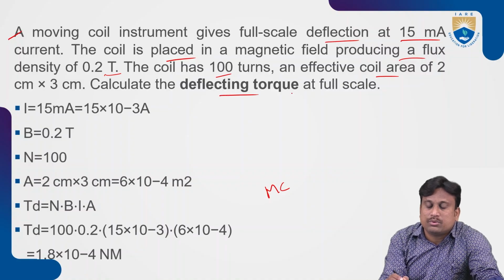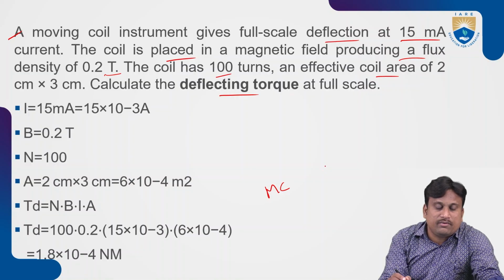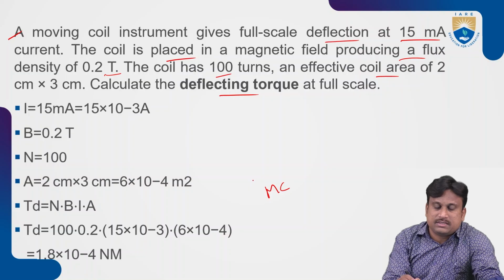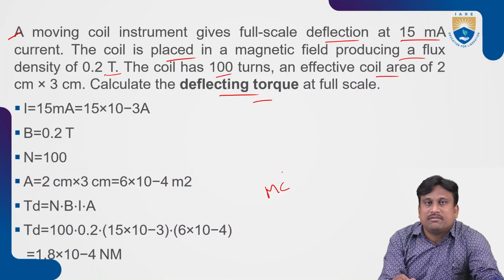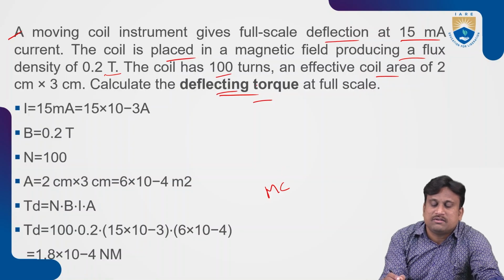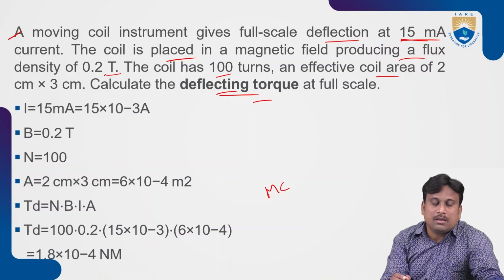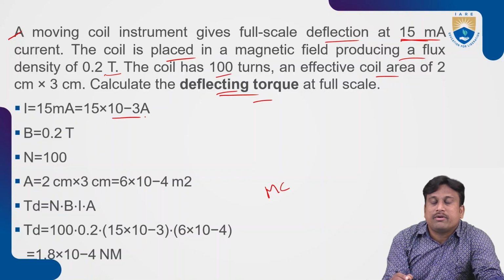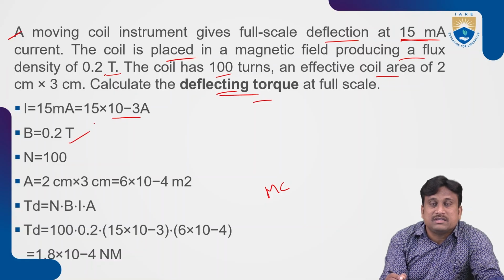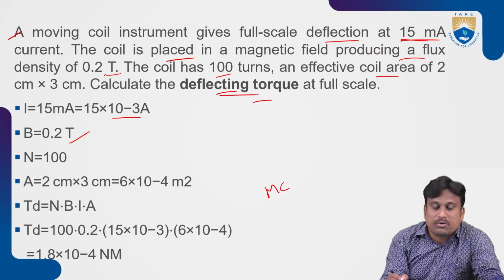Now we are to calculate the deflecting torque under full scale condition. We will frame the given information first, according to what we are ready to calculate in this case. Here it asks for calculating the deflecting torque. This should be done with these parameters. The first parameter is 15 milliamps of current. Milliamps means 10 power minus 3, so 15 into 10 power minus 3 is what we are going to consider. And the flux density B is 0.2 T.